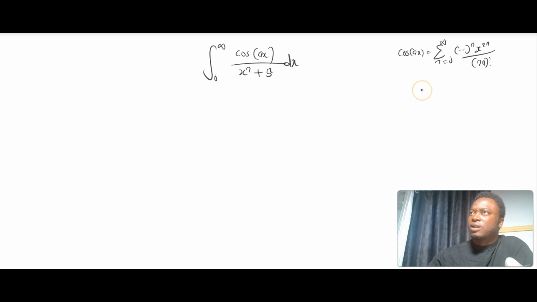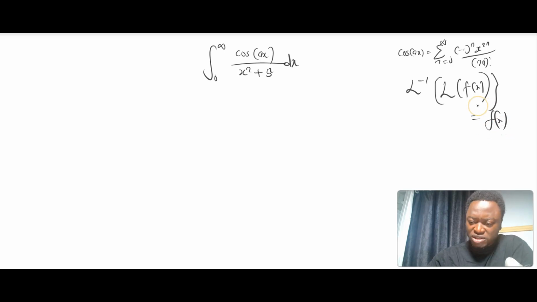The second solution features the Laplace transform. So we recognize the fact that the inverse Laplace transform of the Laplace transform of f of x is actually just equal to f of x. So that was the second solution. It's quite fast. I think it was about 9 minutes long.